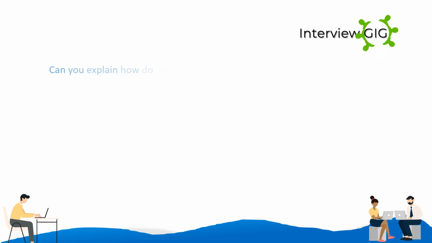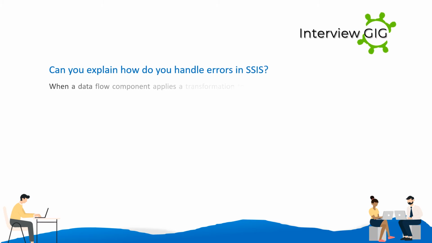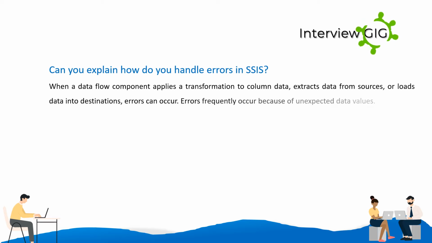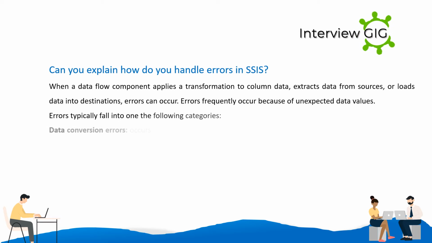Can you explain how you handle errors in SSIS? When a data flow component applies a transformation to column data, extracts data from sources, or loads data into destinations, errors can occur. Errors frequently occur because of unexpected data values. Errors typically fall into one of the following categories.